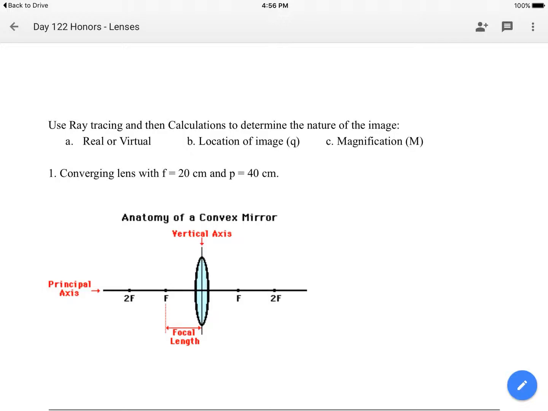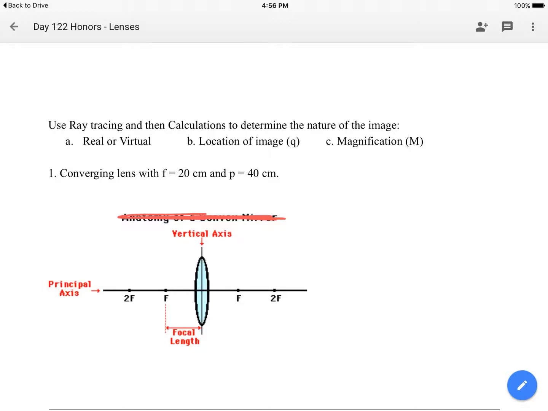This particular diagram is actually mislabeled. I pulled it offline. This is not a mirror. This is a converging lens, so I'm going to scratch this off. It's not the anatomy of a convex mirror. All right, let me just scratch the whole thing off here. It's a converging lens with focal length of 20 and object location of 40 centimeters.